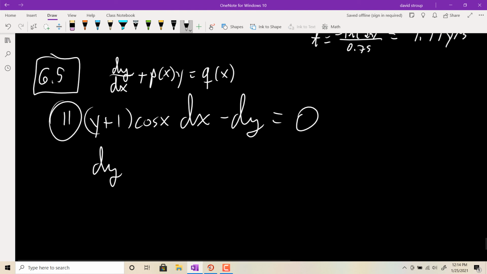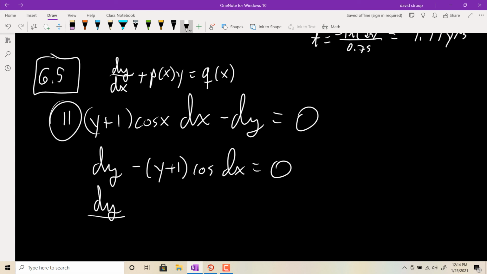Subtract everything, parts, add other parts. So minus y plus 1 cosine of dx. And then you could divide everything by dx. Believe it or not, you're allowed to do that right now. Minus y plus 1 cosine x equals 0.